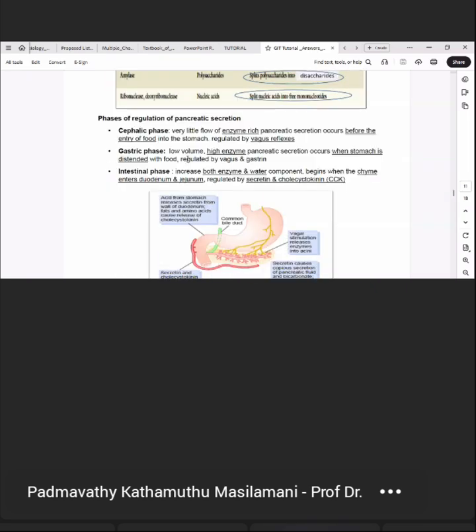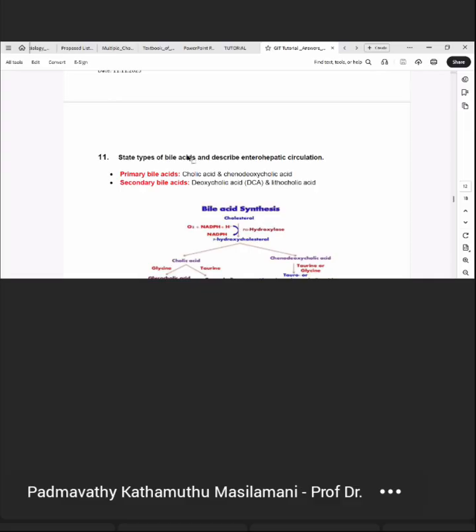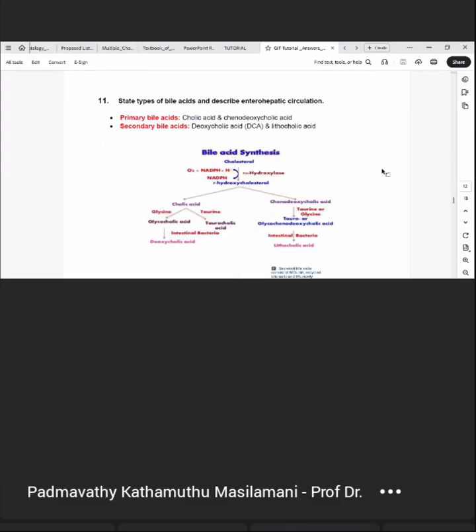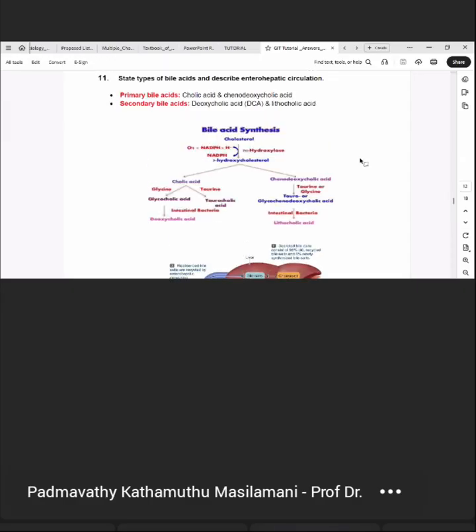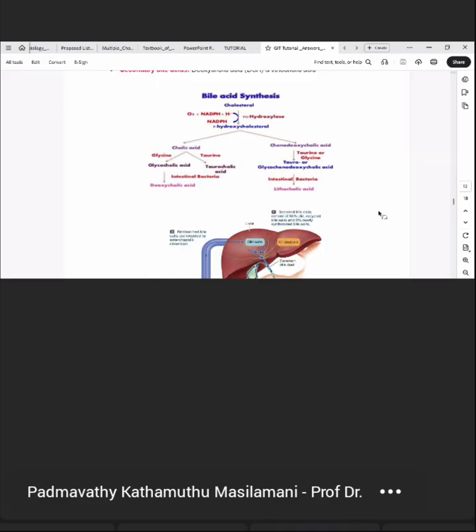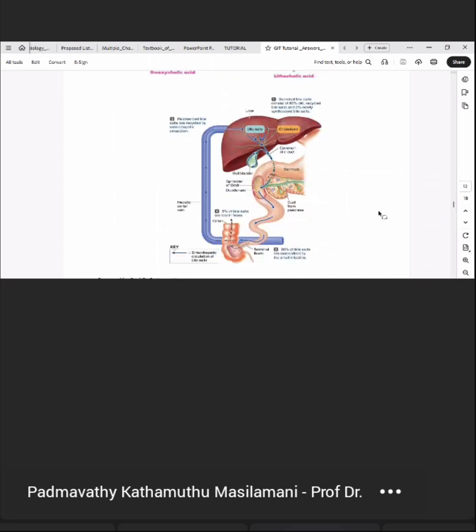Pancreas was already asked. Now the bile salts, which I told already. There are different types of bile salts. You know the primary and secondary bile salts. Secondary bile salts are formed in the intestine. In bile acid synthesis, cholic acid and chenodeoxycholic acid are converted into secondary bile acids by intestinal flora, into deoxycholic acid and lithocholic acid. So you know what is enterohepatic circulation?